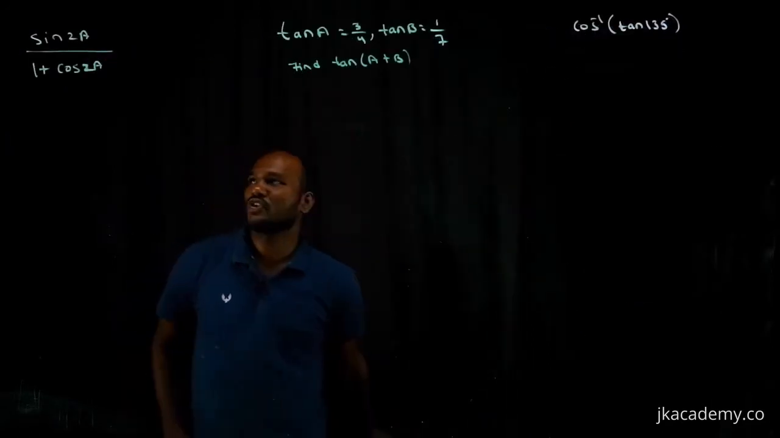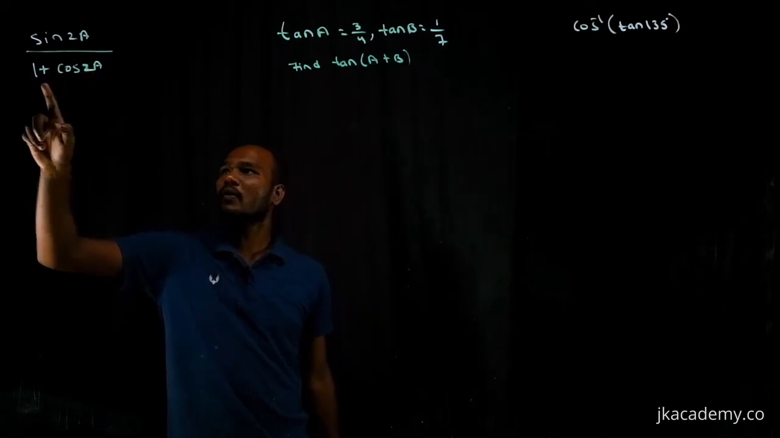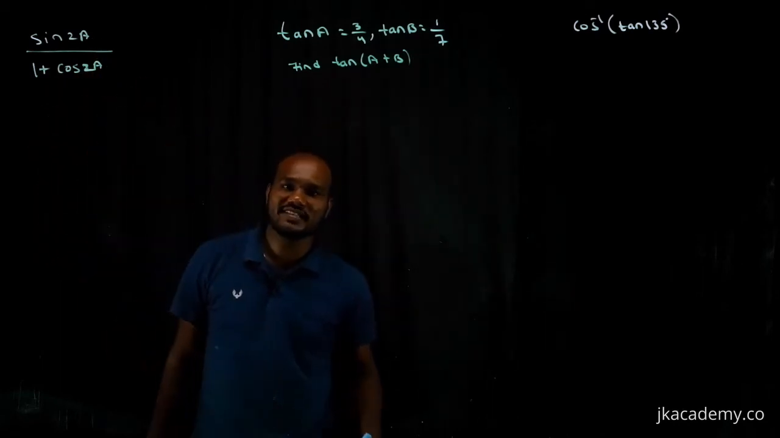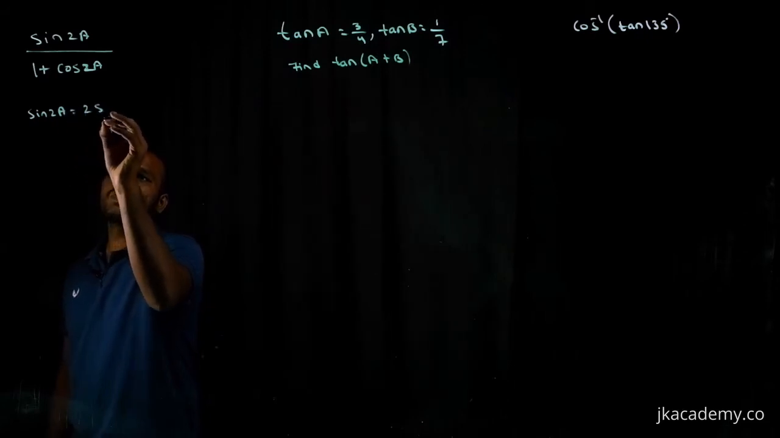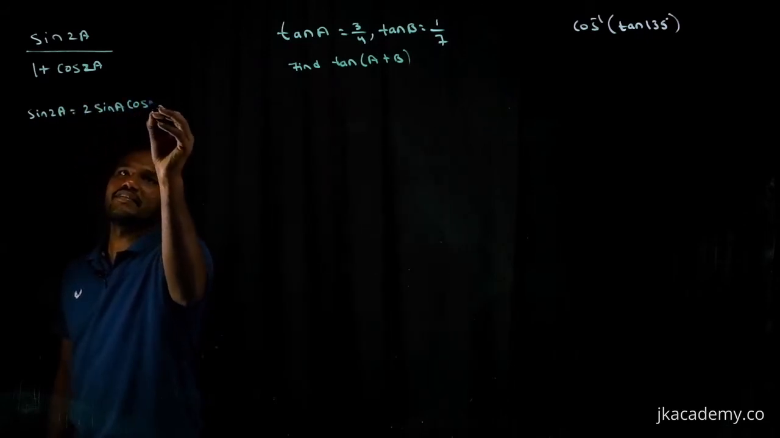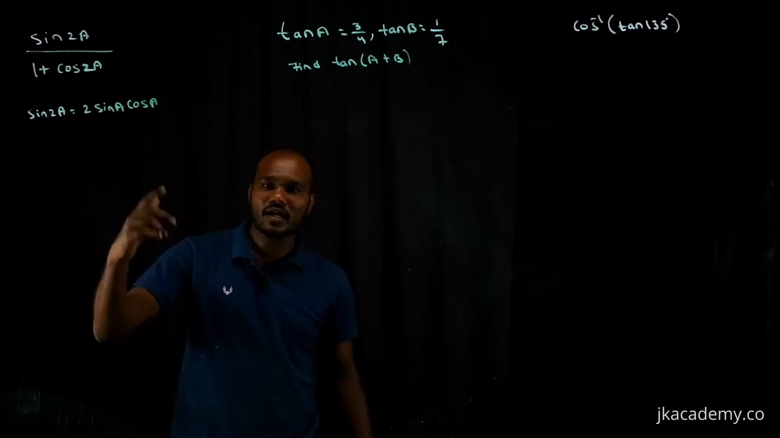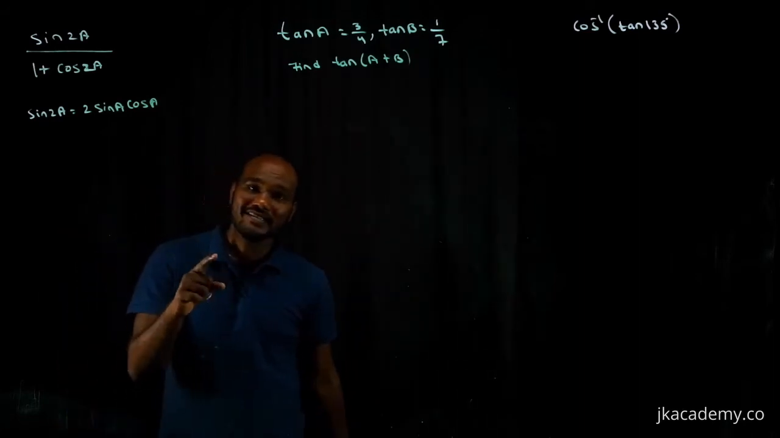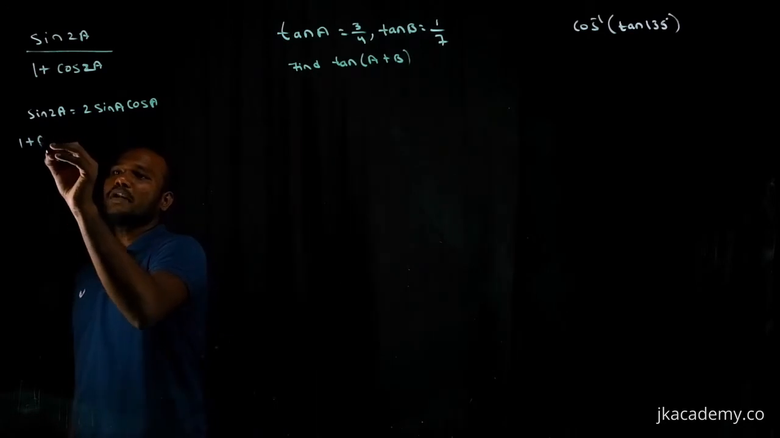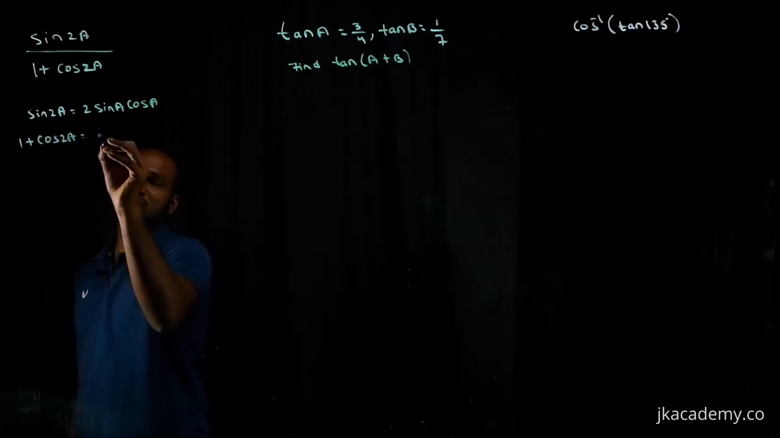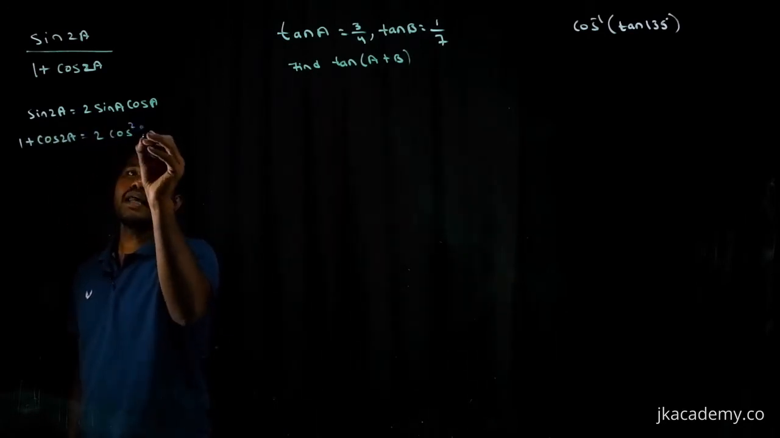Again, let's start with the next question. What is the question? Sine 2a upon 1 plus cos 2a. See here, we know the formula that sine 2a is 2 sine a cos a. We have dedicated an entire video for this. Go and check it out; the video name is Important Formulas for Trigonometry. Here, 1 plus cos 2a is 2 cos square a.